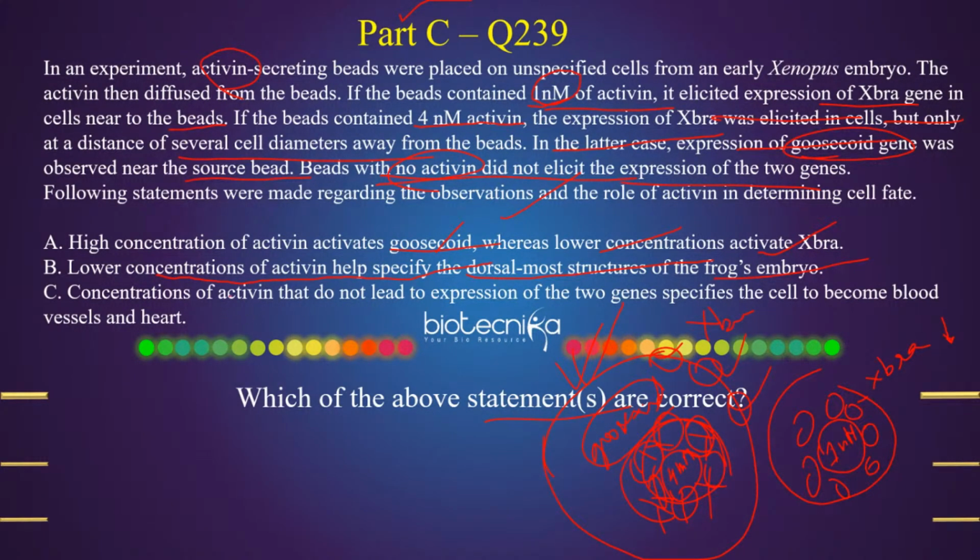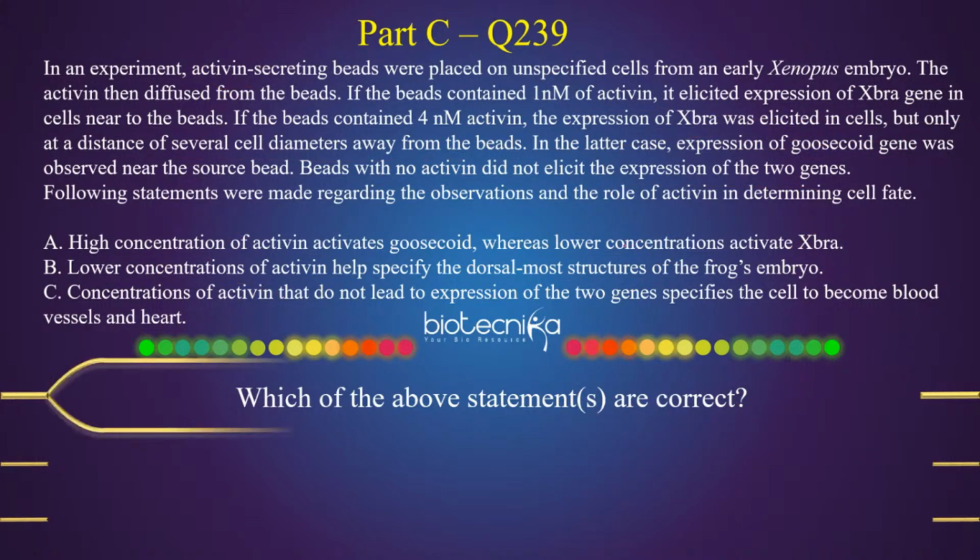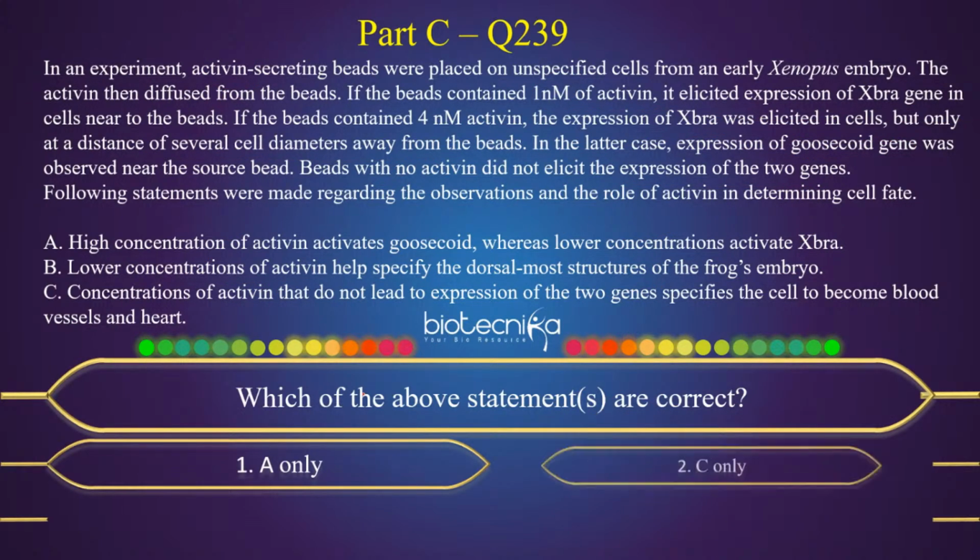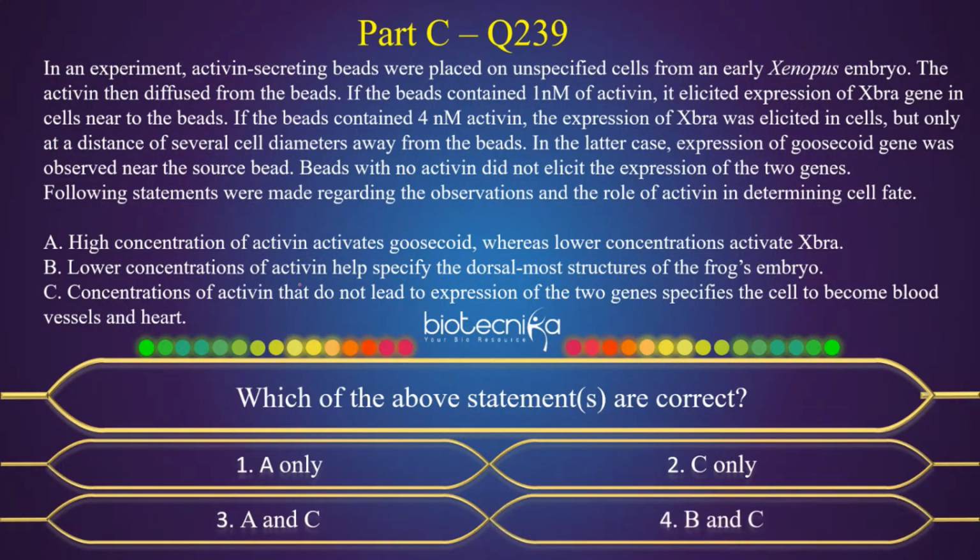Then another thing you have to know is that concentrations of activin that do not lead to expression of the two genes specify cells to become blood vessels and heart. So these are more ventral structures. Means they are asking if you have very, very low concentration of activin, then that becomes the ventral part. And they are asking whether lower concentration helps specify dorsal. So basically, either of these two statements should be correct, right? Either A and B or A and C. So let's see which is correct.